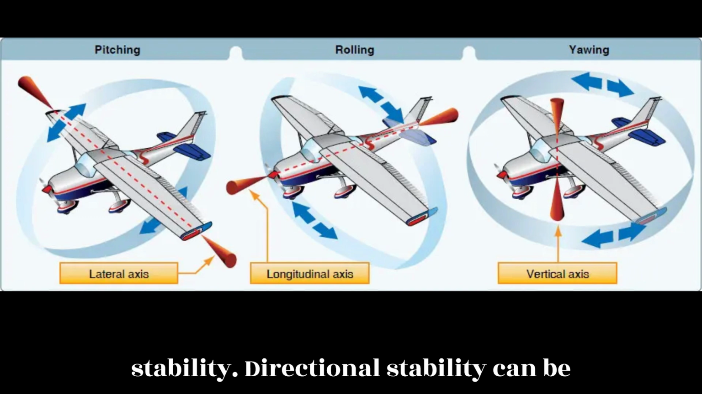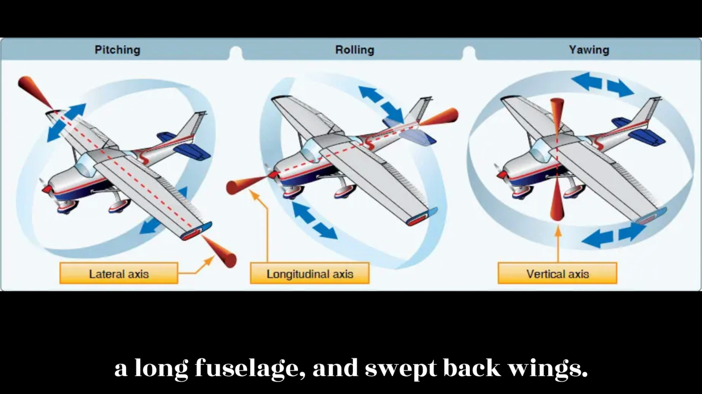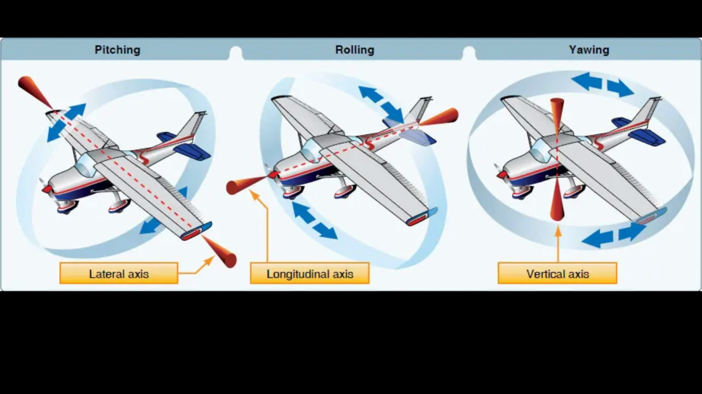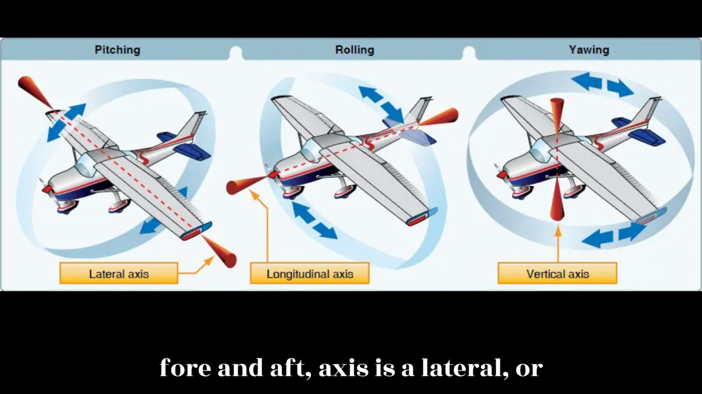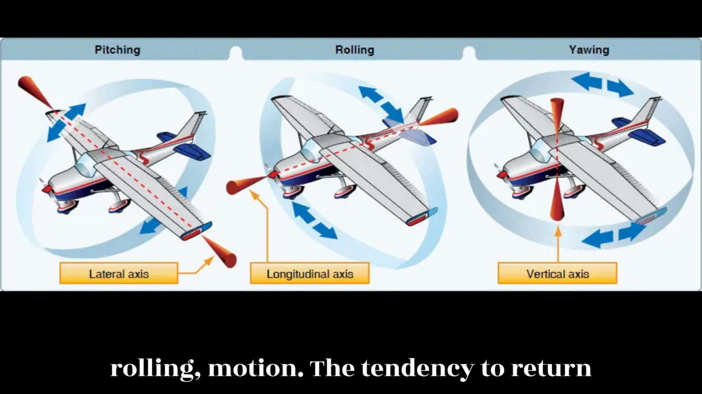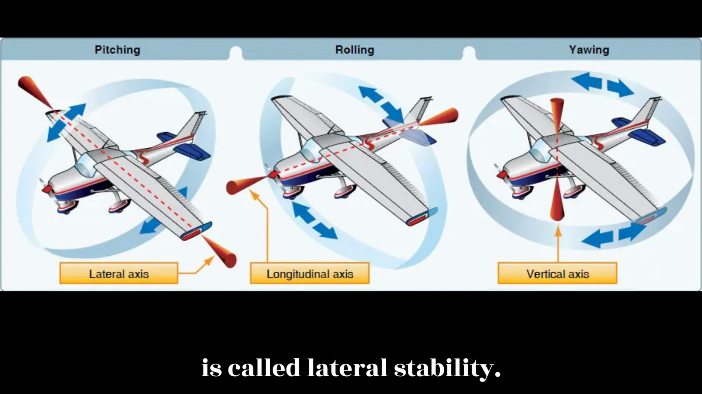Directional stability can be designed into an aircraft, where appropriate, by using a large dorsal fin, a long fuselage, and swept back wings. Lateral stability. Motion about the aircraft's longitudinal, fore and aft, axis is a lateral, or rolling, motion. The tendency to return to the original attitude from such motion is called lateral stability.